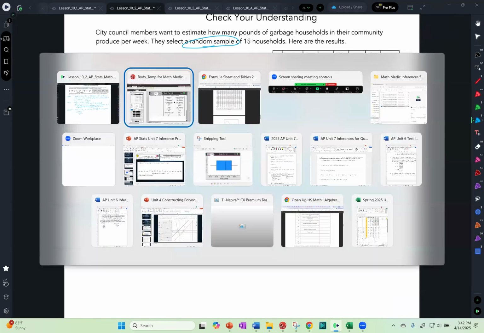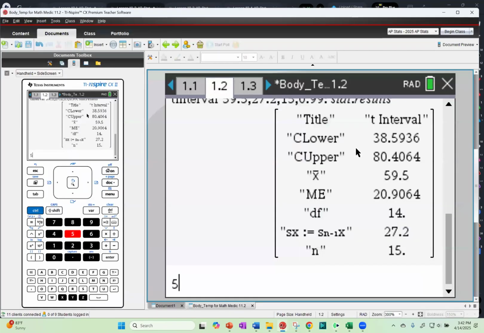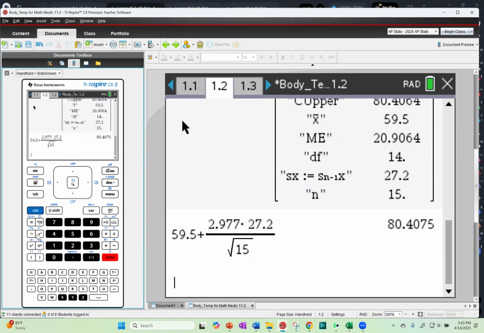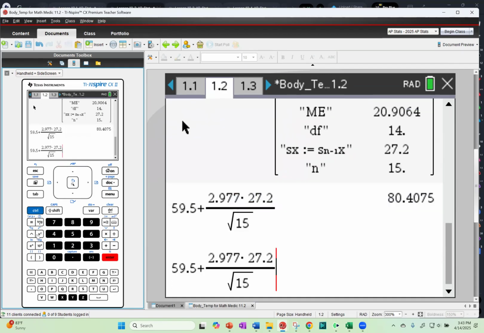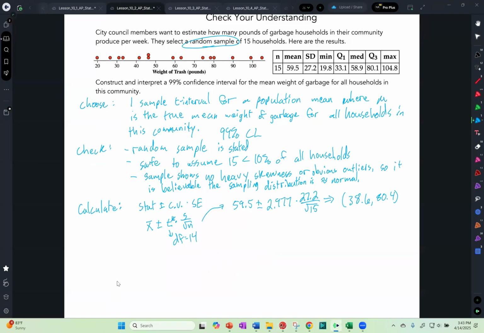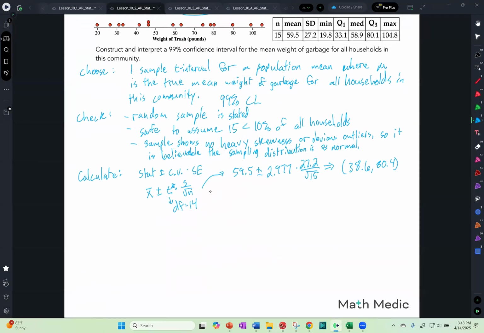And so again, you can check that 59.5 plus, what was it, 2.977 times 27.2 divided by the square root of 15. 80.4 is just slightly off, more likely some rounding in the later parts of that 2.977 and 38.59, so 38.6, right? So don't have to do a whole lot more work than that. Calculate, conclude.